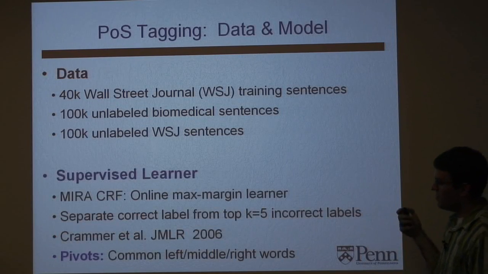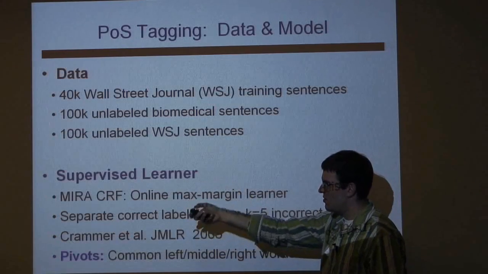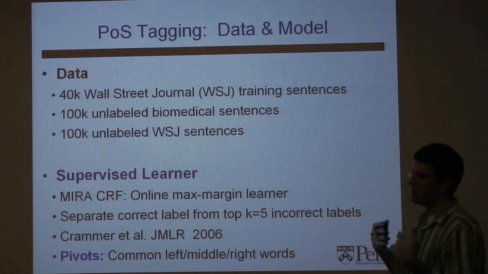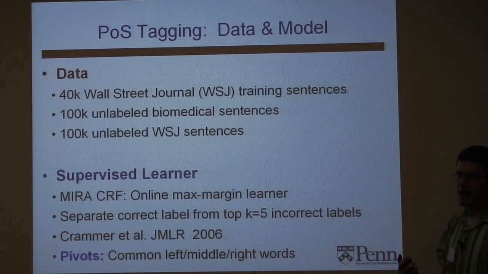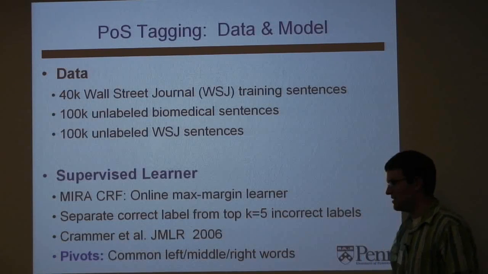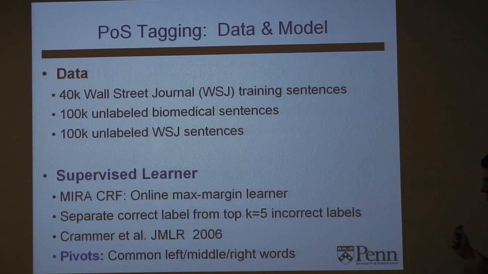Okay? We're going to use as our supervised learner what I'll call Myra CRF. Basically, the idea here is that you want to separate the highest scoring, the best label from the top highest scoring incorrect labels by a margin. And there's a good JMLR paper that describes this that I highly encourage everyone to read.